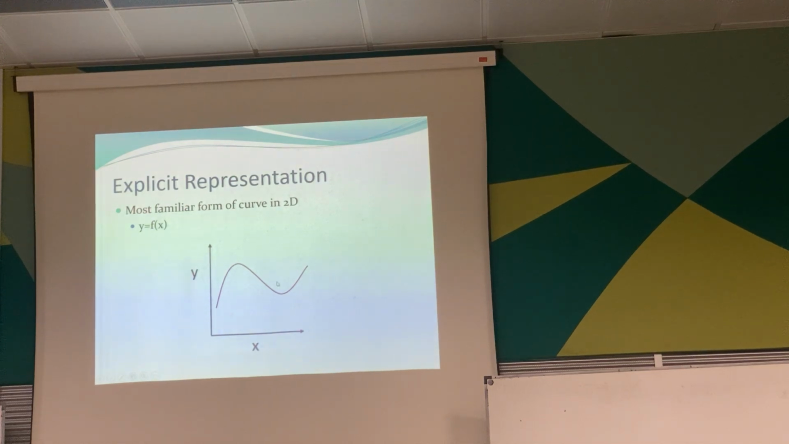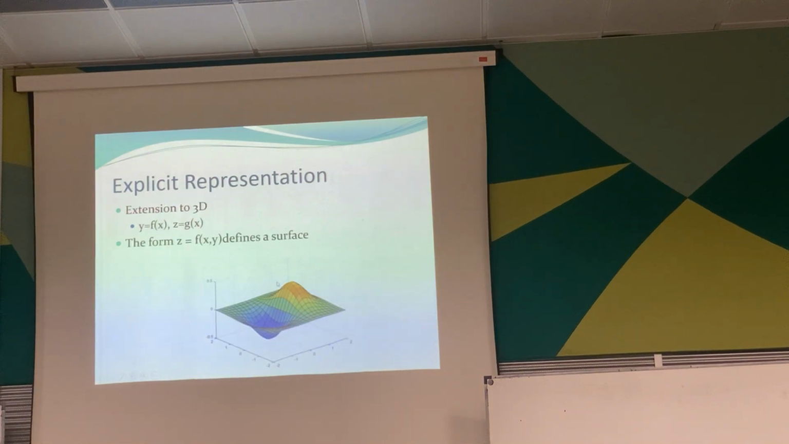representation. If it's 3D, then you will have z equal to a function of x and y to define this 3D curved surface. It's the extension of 2D. So you have y as a function of x and z as a function of x, combined, so z will be a function of x and y. So this is explicit representation.